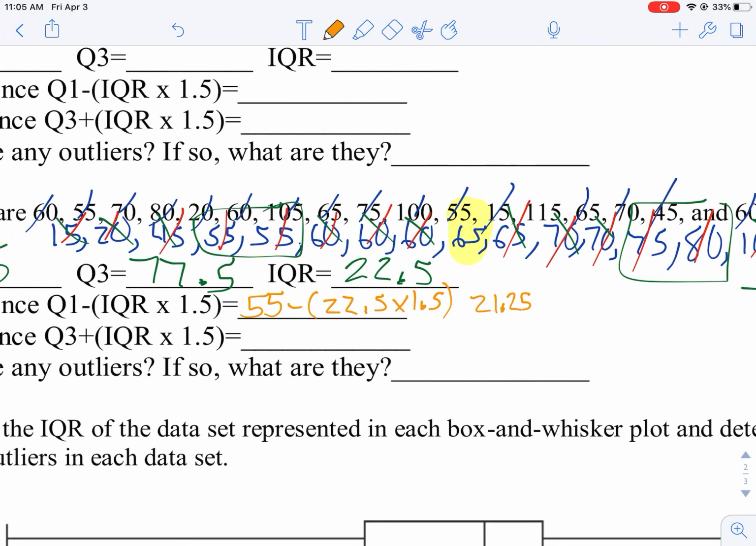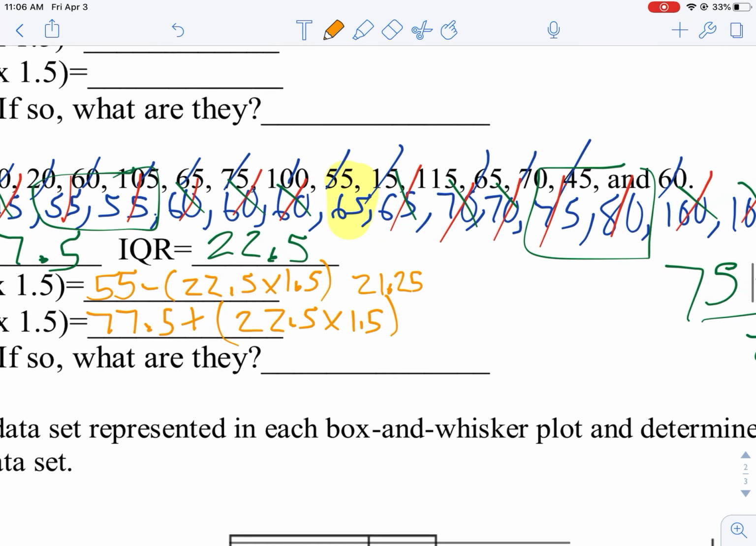Q3, so then I have to go 77.5 plus, and then we're going to go 22.5 times 1.5, and we're going to see what that equals. And that is actually 111.25. So that would be my upper fence. So I have my fences.